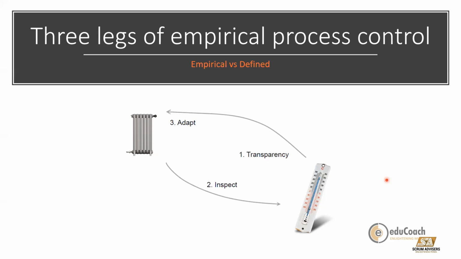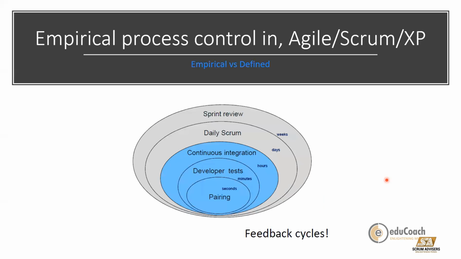So what are the different cycles that Scrum employs to get feedback? These are called the inspect and adapt cycles. We have the sprint review, which is defined in Agile. We have the daily Scrum, which happens every day. We do continuous integration, which is done in hours, and we will be discussing a little bit about it. Then we have test-driven development.